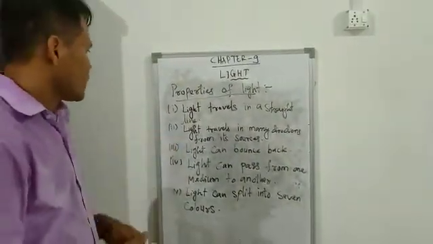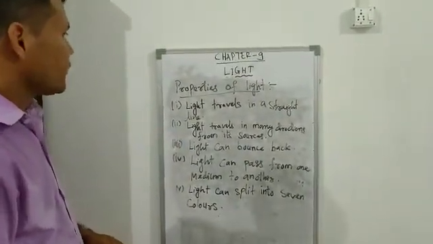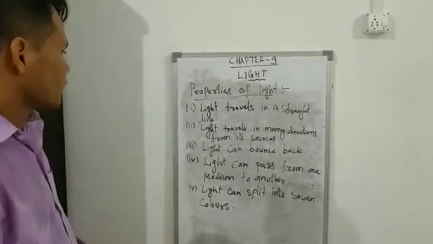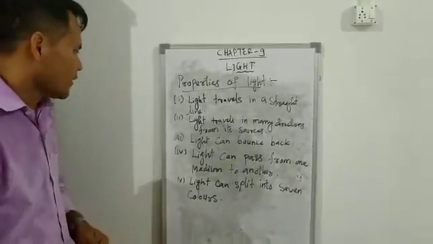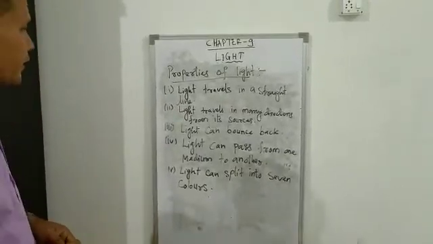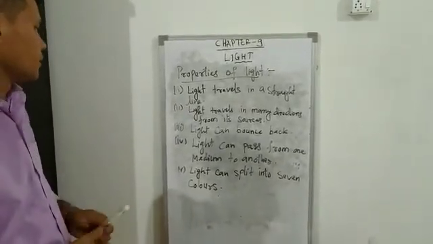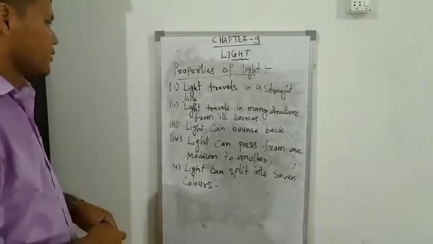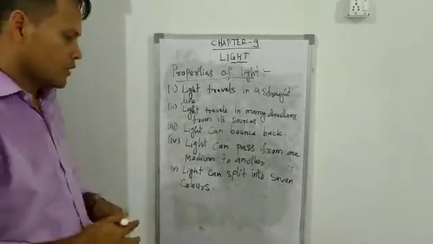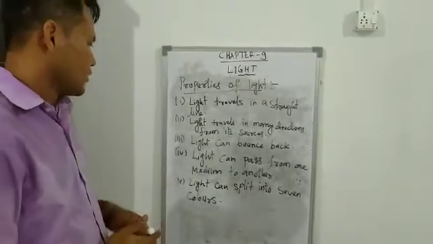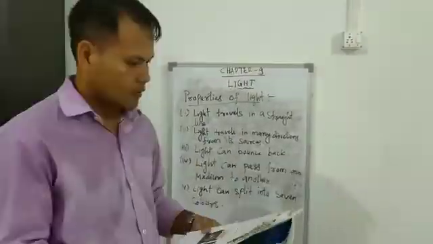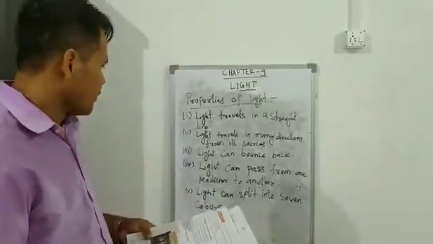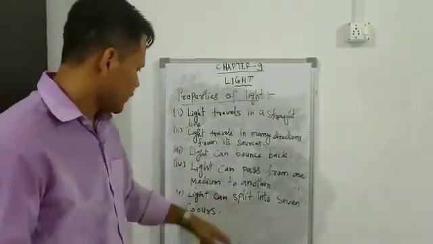So the second is light travels in many directions from its sources. The third is light can bounce back, and light can pass from one medium to another. And the last is light can split into 7 colors. So there are 7 colors. I mean, light can split into 7 colors.